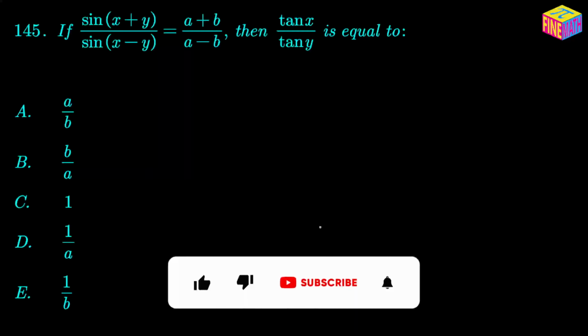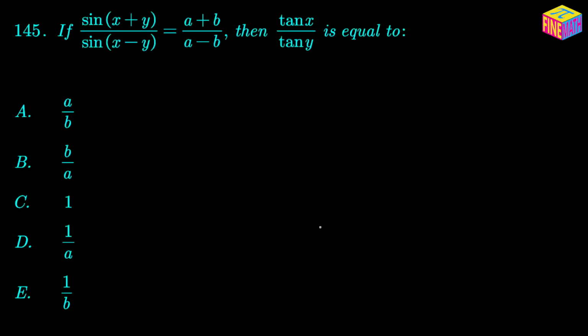So let's get started. Here the question says, if sine of x plus y over sine of x minus y is equal to a plus b over a minus b, then tangent of x over tangent of y is equal to which of the following 5 options?